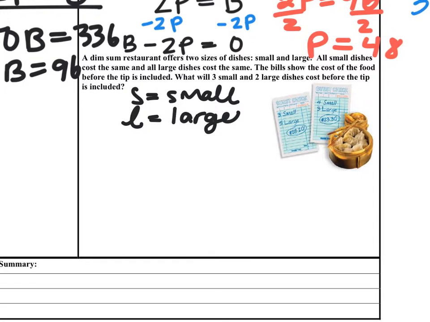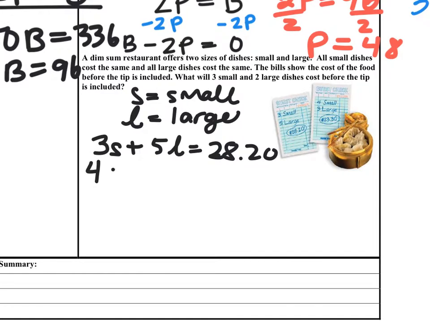Don't overthink it. 3 small plus 5 large equals $28.20. Would someone please tell me my second equation? Elizabeth, can you tell us our second one? There you go.